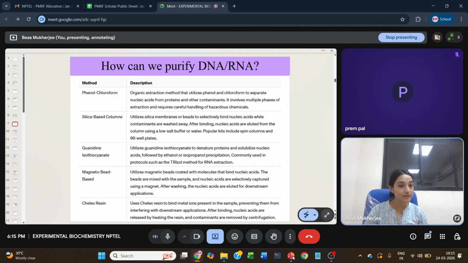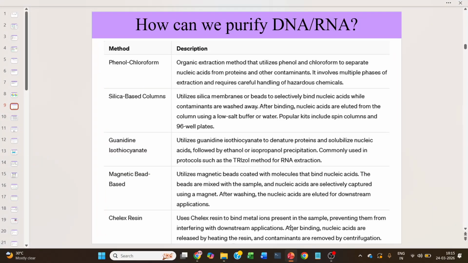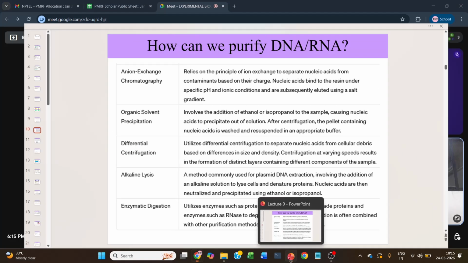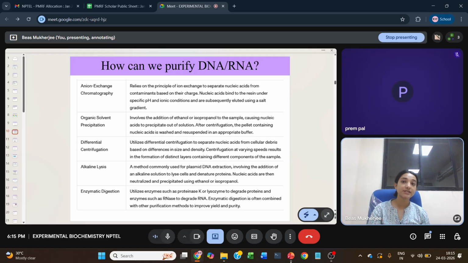Then you have magnetic bead based DNA isolation. Then there are different methods such as Chelex resin, etc. You can read about this if you are interested. Plus there are also different methods such as anion exchange chromatography, organic solvent precipitation, and differential centrifugation, this we will talk about again. Alkaline lysis is something that we will talk about in detail, and enzymatic digestion can also be done.